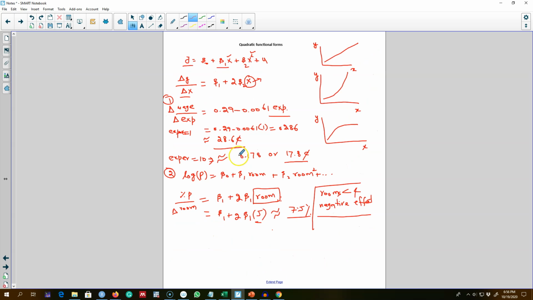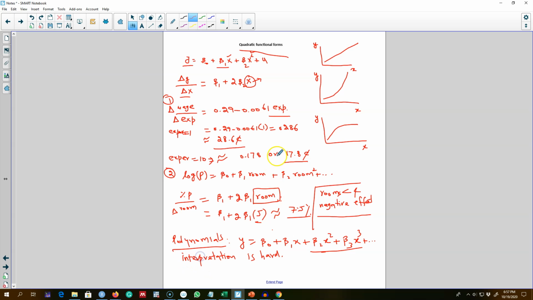We can also extend the quadratic function to include other polynomials. So it may fit our data a little bit better, but the interpretation is hard for this type of model. That is why most of the time these quadratic functions are used, because their interpretation is a little bit easier as compared with polynomial or higher order equations.